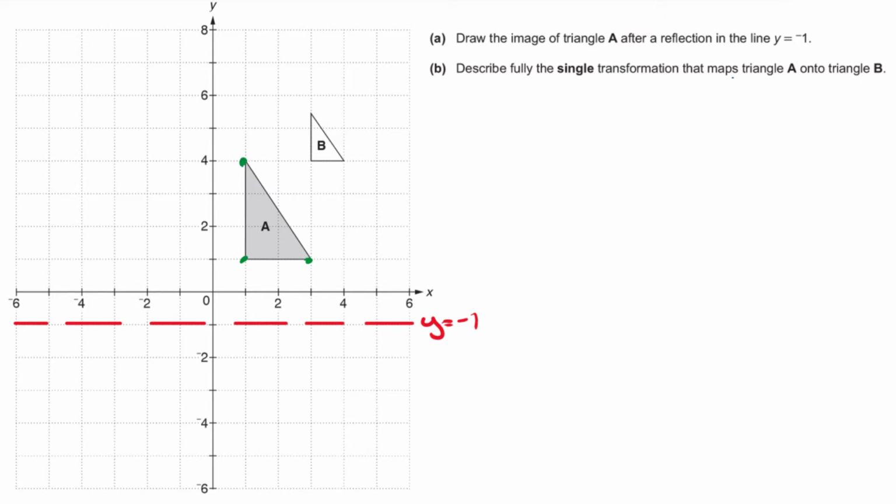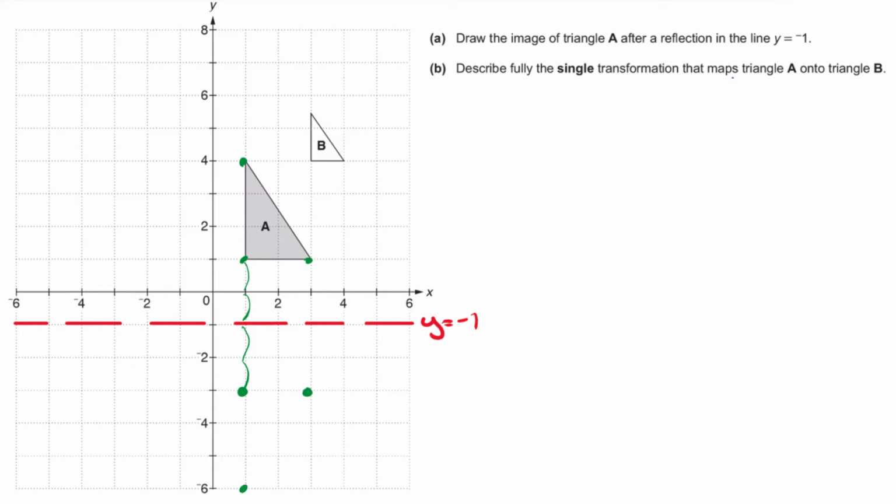So the first one is 1, 2 units away from the mirror line. So its image is going to be 1, 2 units away. It's going to be here. And so is the one there. And the other one is 1, 2, 3, 4, sorry, 1, 2, 3, 4, 5 units away. So its image is going to be 5 units away. It's going to be down here.